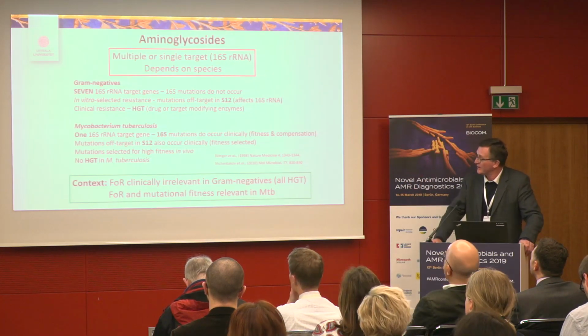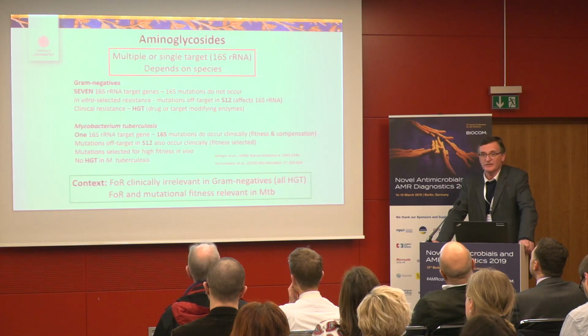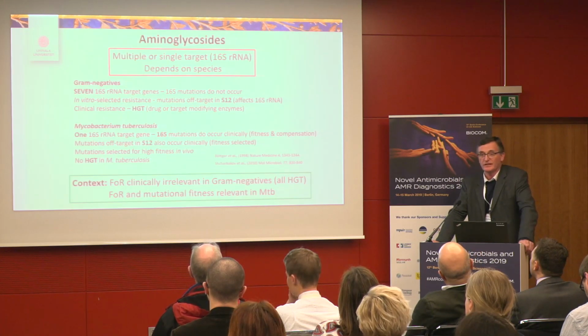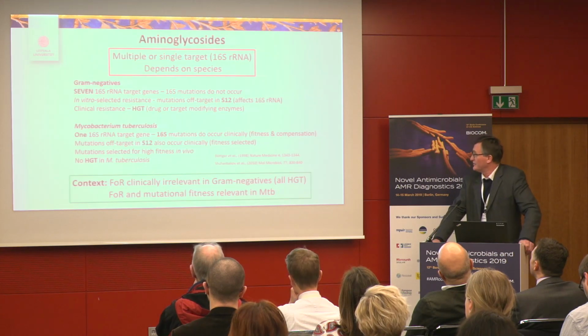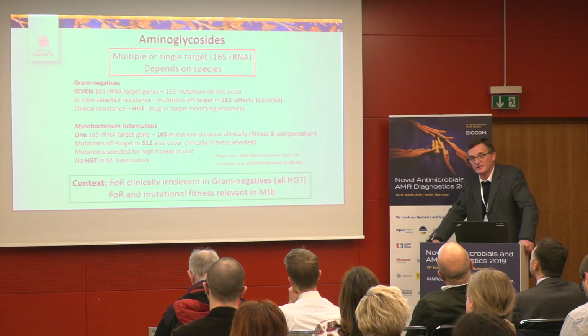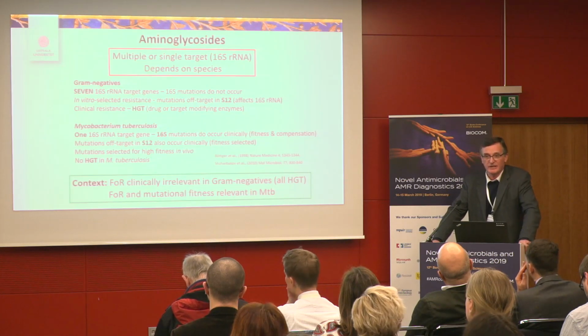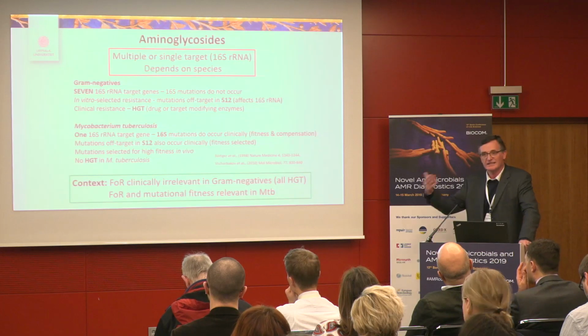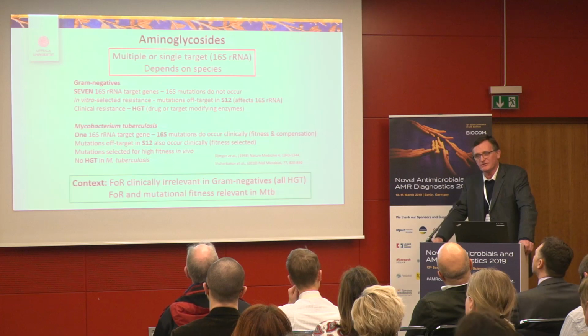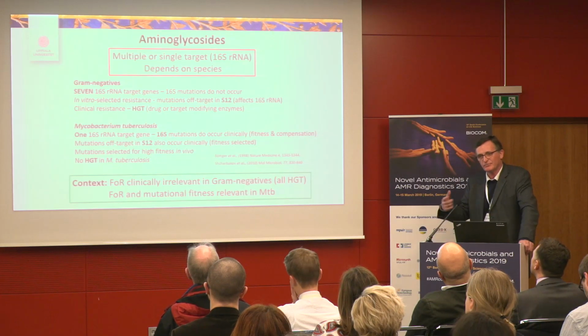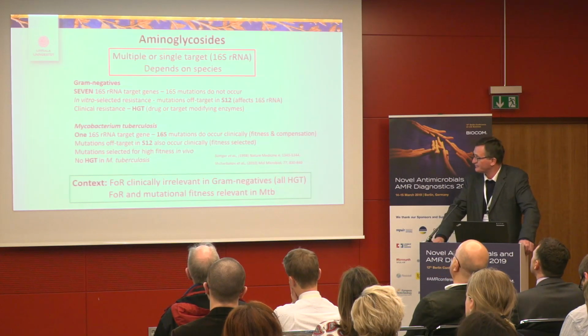But you take it into Mycobacterium tuberculosis, a different genetic situation. There's only one ribosomal RNA operon. And you do get mutations there. You do have selection for fitness. You do get genetic compensation. You also get the ribosomal protein mutations. Same again, you have selection for fitness. So fitness really seems to matter clinically, and genetic compensation does occur clinically.